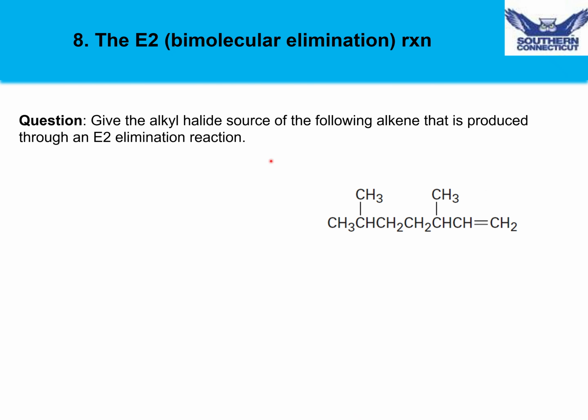This question is going to ask us to predict the reactant, the alkyl halide that we would use to make this particular alkene product. So we want to think about this backwards. We have a double bond here. Where do we want to put the halogen?